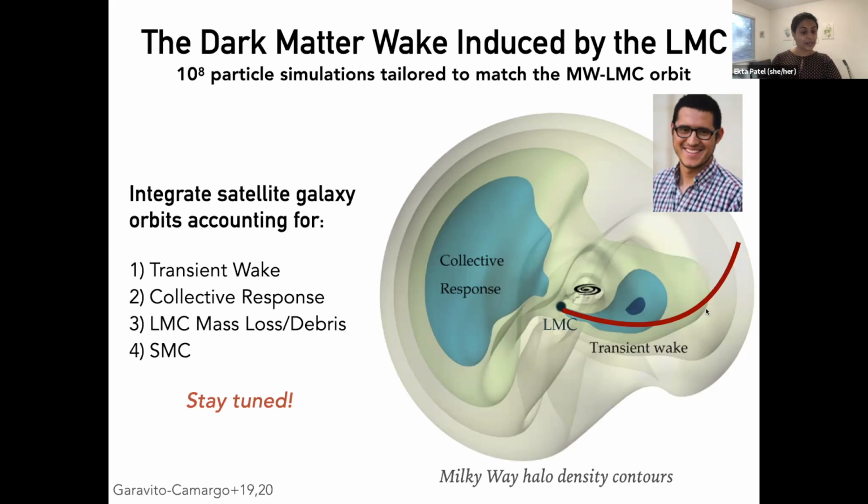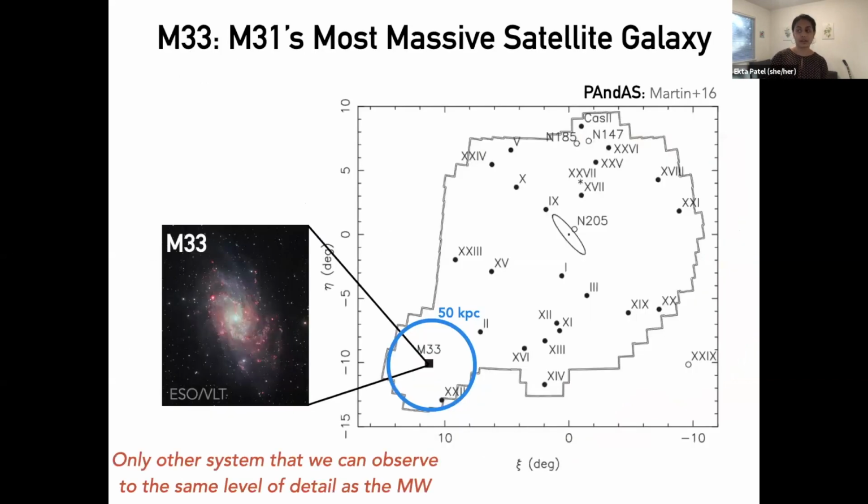However, in the local group, the LMC is not the only satellite that could potentially host a population of satellites in the local group and have such global effects on its host halo. So for the rest of today's talk, I'm going to switch over to the Andromeda system, and I'll focus specifically on M33, the most massive satellite galaxy in the Andromeda halo.